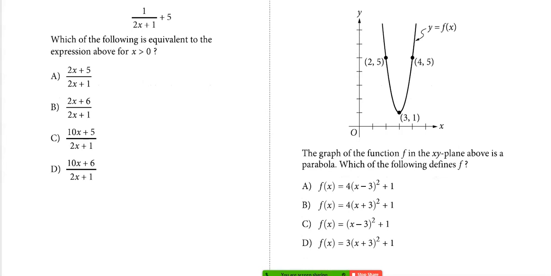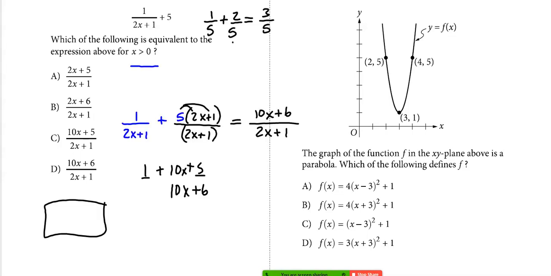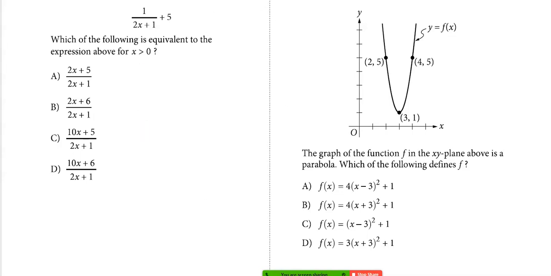All right, number 13. What do we got going here? The graph of the function f in the xy plane above is a parabola. Which of the following defines f? So a couple different ways you can do this one. If you're good with transformations, you could use that kind of power.